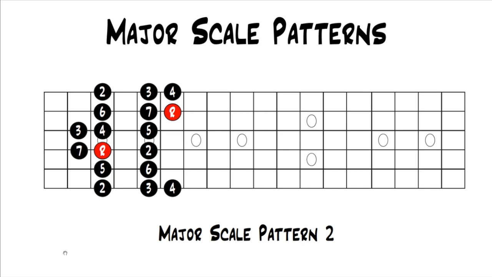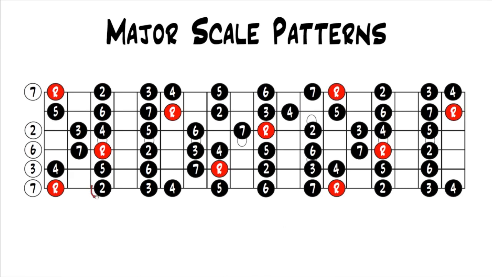Then if we were to go to pattern number 2, it would look like this. Now we're starting on the second note of the scale, which is the major second, and we're going up in order again and end right here. And if we compare this back to the scale on the whole fretboard, it starts right here and it covers all these notes.